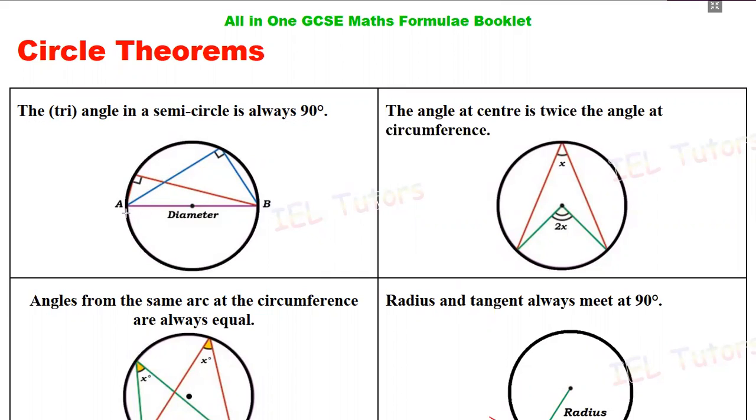If we have a semicircle, I can see that this line AB is the diameter of this circle. So if we use that as the longest side, the hypotenuse, of the triangle, and if we make any other triangle, no matter where, it will always make a right-angled triangle.